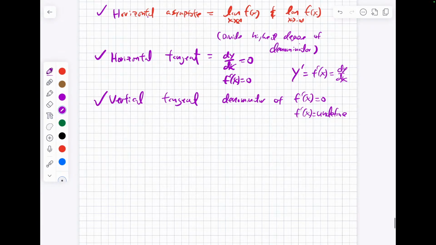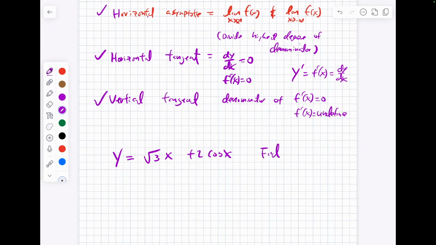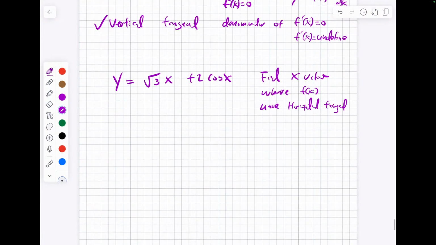Now we're going to give you an example question. Hey, y is equal to square root 3x plus 2 cosine of x, and I want to find the x value where f of x has a horizontal tangent. Is the x outside of the square root? That's a great question. Always pay attention: the square root stops right here, that means not including that.